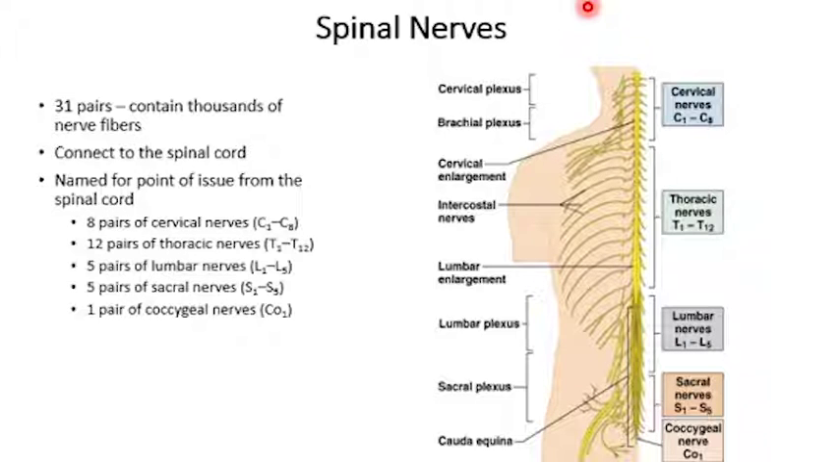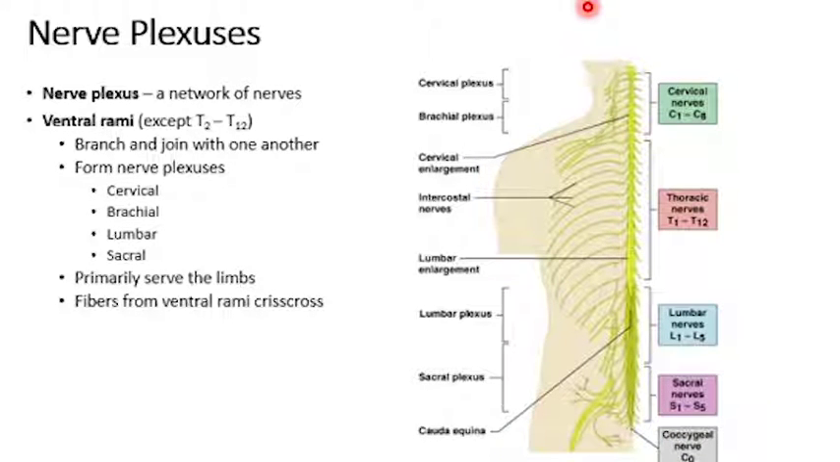So the next thing we look at briefly are spinal nerves. Spinal nerves come out in 31 pairs, but these contain thousands of nerves. They connect to the spinal cord, and they're named for the point at which they exit the spinal cord. When they come out, they form nerve plexuses, which are basically a network of nerves. There are four major plexuses: the cervical, brachial, lumbar, and sacral. The cervical is mostly involved in the neck muscles, the brachial in the upper limb muscles, and the lumbar and sacral in the lower limb muscles.